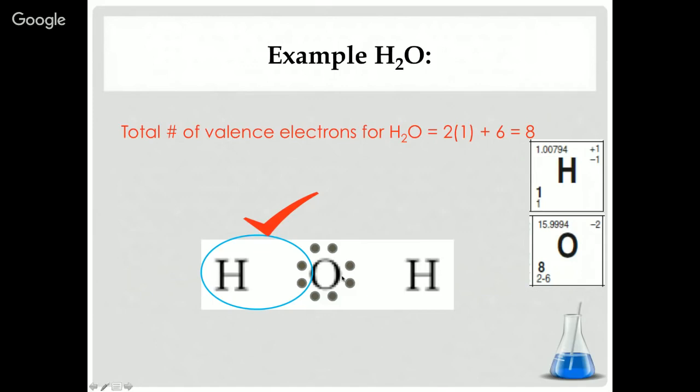Now you can draw it linear like this. If you remember that water is actually going to form a bent shape, you can also draw it in a bent fashion. So kind of move this hydrogen down here. It doesn't matter. As long as you have 2 hydrogens and then you have 2 lone pair electrons, we know it's a correct dot diagram.